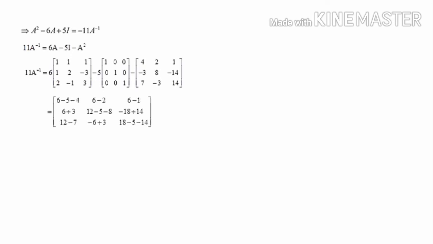Then we will get the answer as 6 minus 5 minus 4. That is because 6 into 1 is 6, minus 5 into 1 is 5, minus 4. So that is why 6 minus 5 minus 4. Next is 6 into 1 is 6, minus 5 into 0 is 0, minus 2 into 1 into 2 is minus 2. So 6 minus 2. This 0 we didn't write. Like that each element we have to subtract. Then the final answer we will get as minus 3, 4, 5, 9, minus 1, minus 4, 5, minus 3, minus 1. This is 11 A inverse. So A inverse, if you calculate, A inverse is equal to 1 by 11. This 11 will come as a denominator here.